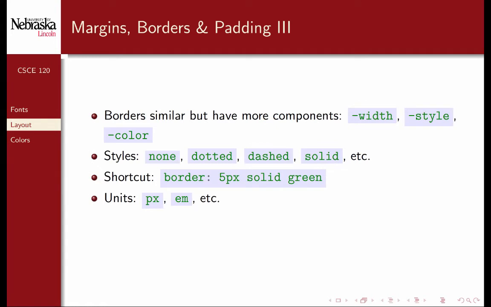Borders are similar, but they have more components, including width, style, and color. There are many possible values for styles, including none, in which case the border is not rendered at all, dotted, dashed, solid, etc. As a shortcut, you can set all 3 of these properties using the border property. Here we've set the border to be 5 pixels width, solid, and its color set to green. Similar units can be used as before, such as pixels and EMs.